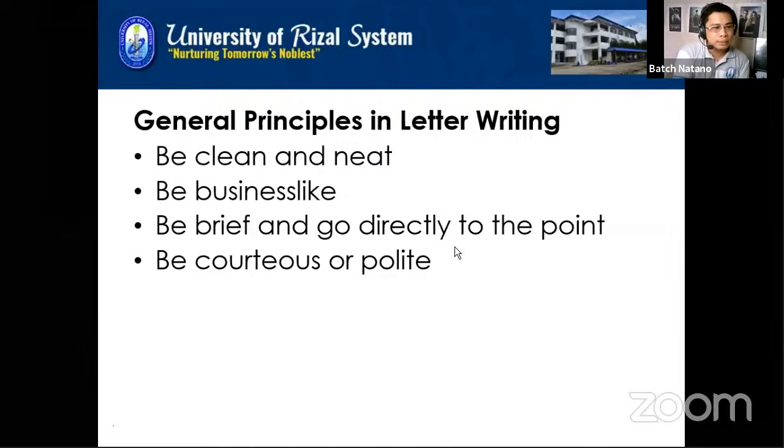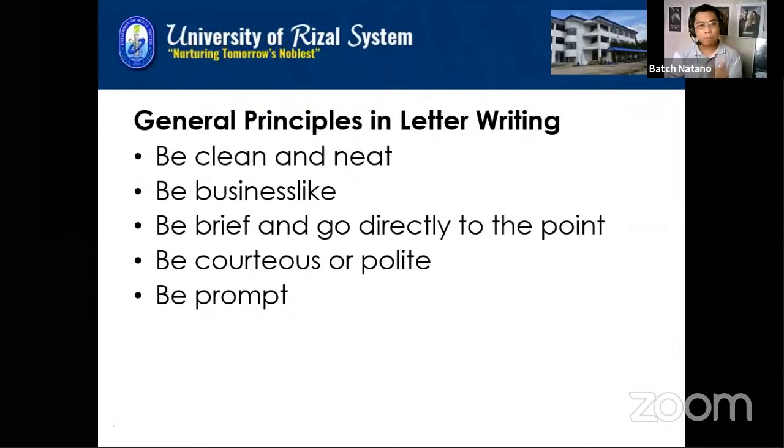Okay. Then we have be prompt. Be prompt. Let's say, for example, you have your adjustment letter. Okay. Claim and adjustment letter come together. The claim letter is the letter of complaint by, let's say, the customer, and the adjustment letter is the response to the complaint or to the claim letter.